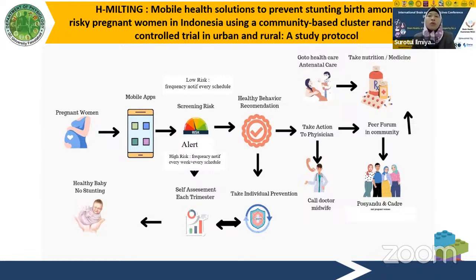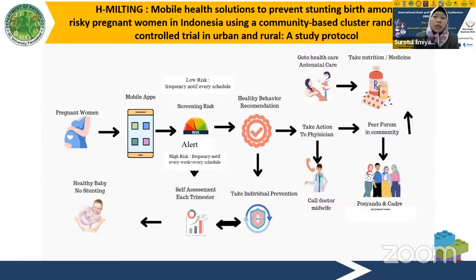And then they will also be connected to healthcare to take antenatal care. They can get nutrition or medicine through the healthcare or through Posyandu. We call it Posyandu, the Community Healthcare Integrated Program. And they can also call the doctor or midwife. So people living in rural areas with no midwife or no doctor can easily talk with a doctor. And we also connect with a peer forum in the community.